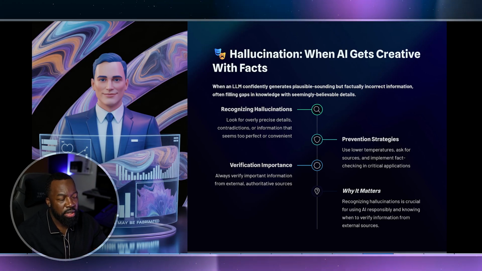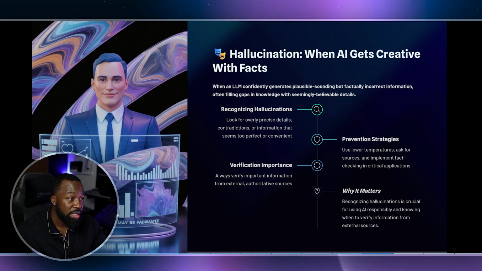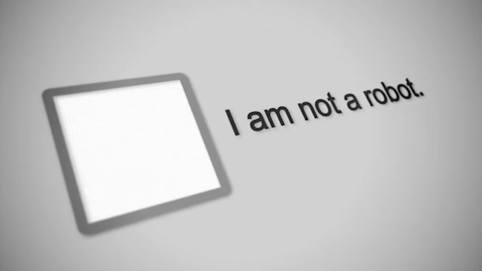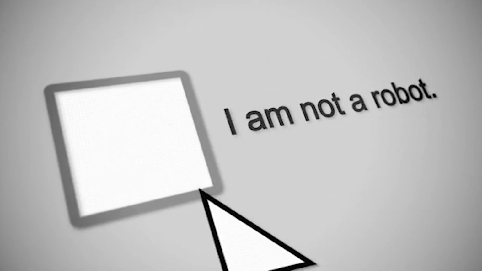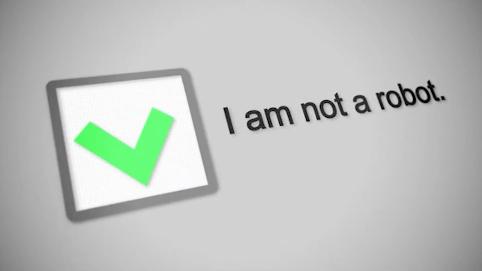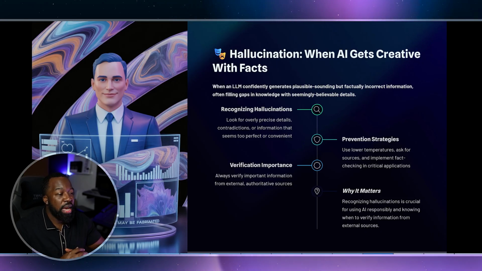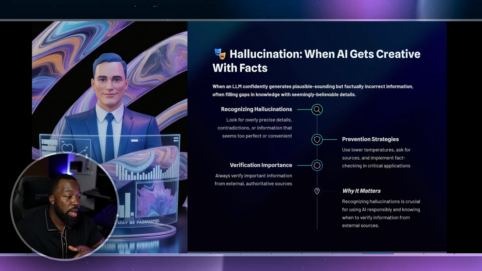How do we prevent hallucination? Using lower temperatures, asking for sources, and implementing fact-checking in critical applications is going to be one way to address or at least reduce hallucinations. We also want verification importance. We always want to verify important information from external authoritative sources. Why it matters. Recognizing hallucinations is crucial for using AI responsibly and for knowing when you need to verify information from external sources.